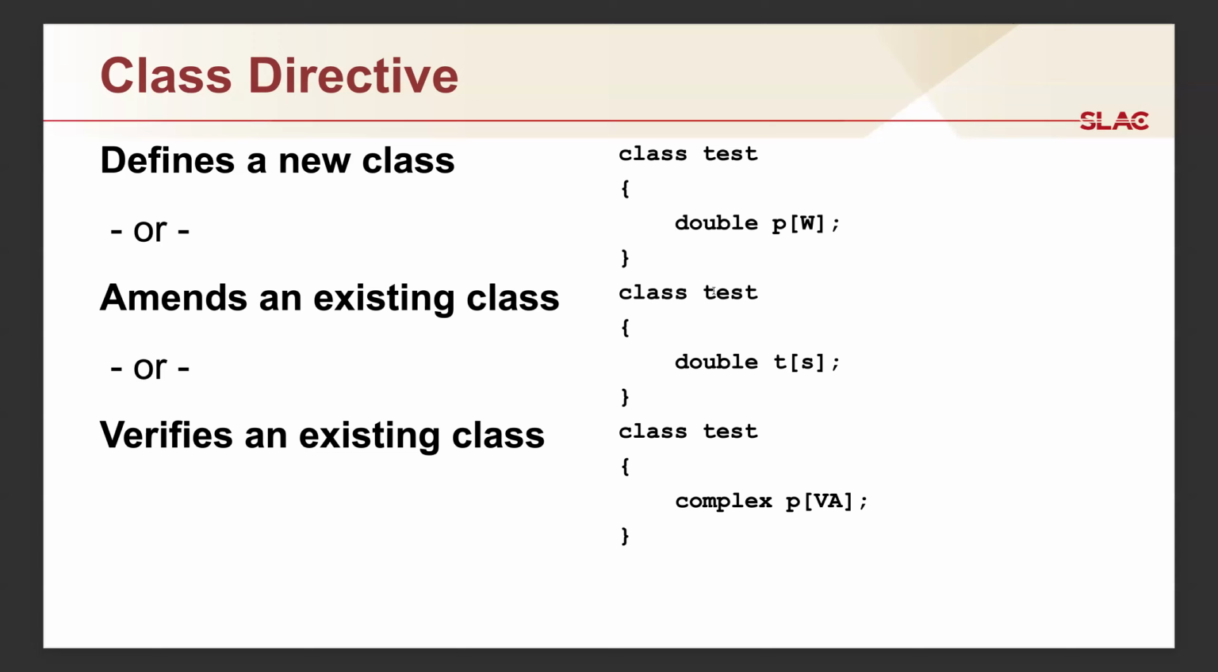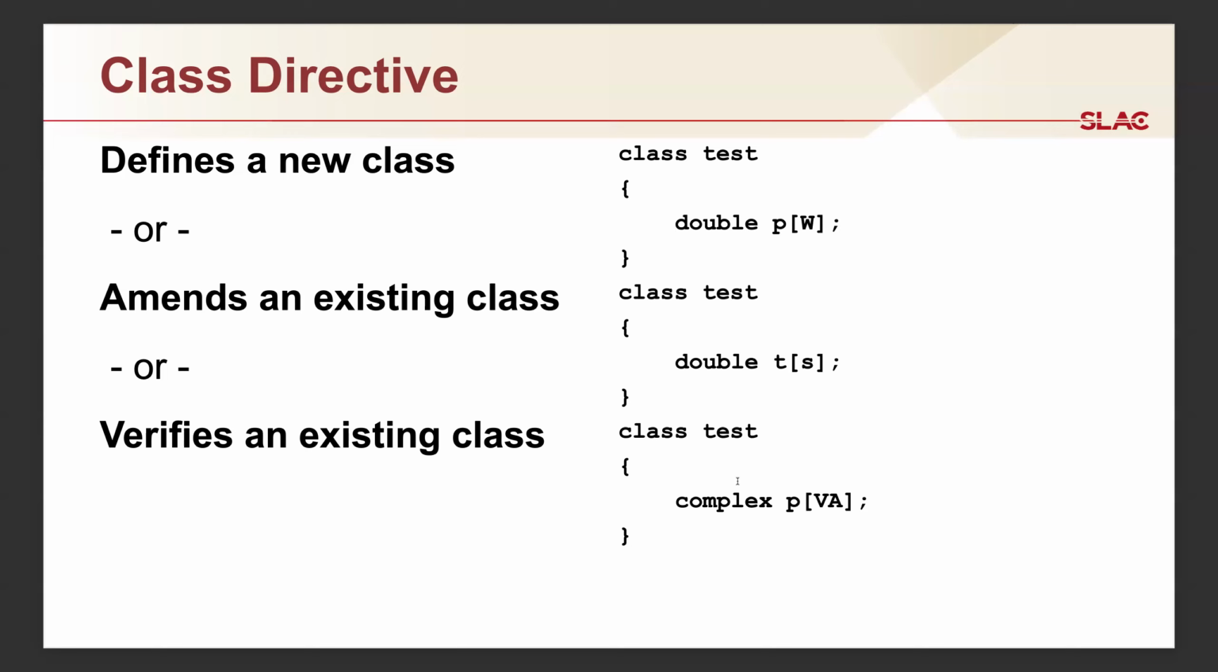The other way that it can work is if the class already exists, then adding a declaration to that class would simply add another property. So if the class test already existed, then this declaration would simply add the T property with a unit of seconds to the existing test class.